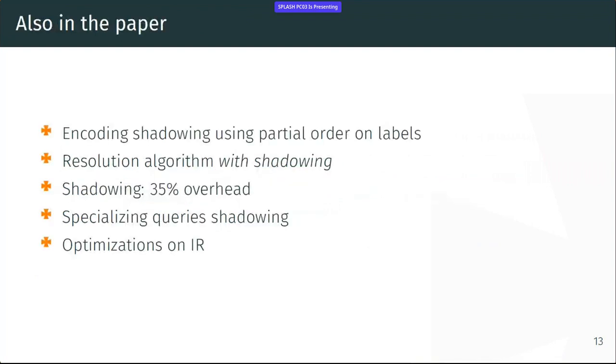Actually, in the paper, there's much more. We can also encode shadowing policies using scope graphs, using partial orders on labels. That's also incorporated in the resolution algorithm, which is explained there. And these label orders even give 35% overhead. But luckily, we can also statically pre-compute all those label orders and fold the algorithm over that and get rid of all that overhead again. We have incorporated these specialized algorithms in a nice intermediate representation, on which we applied additional optimizations such as common sub-expression elimination.